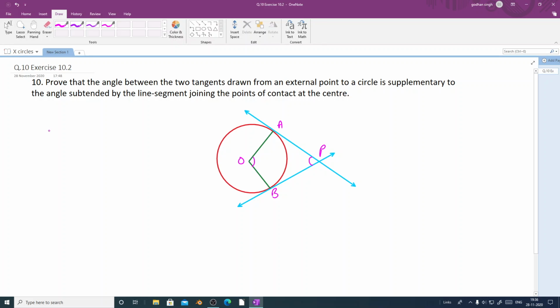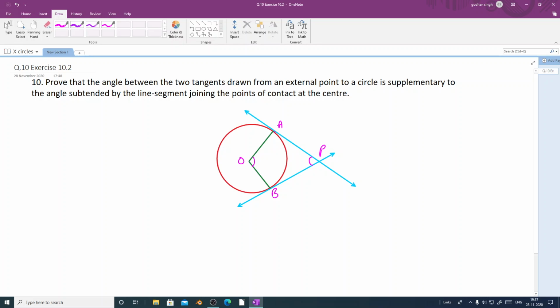Question number 10, exercise 10.2. Prove that the angle between the two tangents drawn from an external point, that means this angle P, to a circle is supplementary to the angle subtended by the line segment joining the points of contact at the center, that means angle O. So we have to prove here that angle O plus angle P is 180 degrees. It is very simple. Why? Because angle A is 90 degrees by theorem 10.1. Also angle B is 90 degrees, also by theorem 10.1. Together they will be 180 degrees.